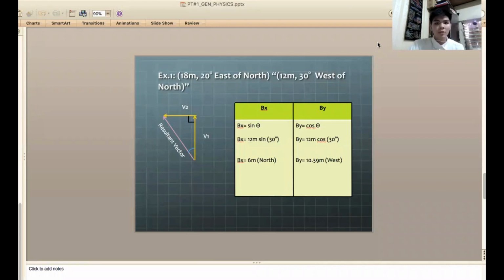Next is the 12 meters 30 degrees west of north. Vector 1 is the opposite because it is on the y-axis, and vector 2 is the adjacent because it is on the horizontal axis or the x-axis. So why does this theta belong here? When we annotate it, this becomes west of north, from north to west. So that is the reason. So bx is equal to sine theta because it is the opposite. So bx is equal to 12 meters sine of 30 degrees, which is equal to 6 meters. And by is equal to cosine because it is the adjacent. So by is equal to 12 meters cosine of 30 degrees, which is equal to 10.39.